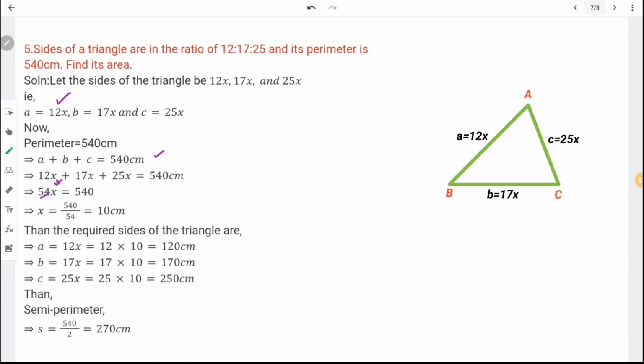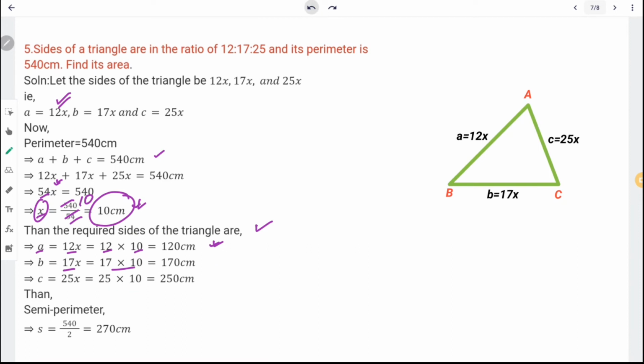From here, we'll try to get the x. So this 54 will go down, and we already know 54 tens are 540. So x equals how much? 10 centimeter. Once we know the value of x, we'll get the actual sides. So I've written here, the required sides of the triangle are: small letter a is how much? 12x, right? 12 is already there, and x we just got, 10. So if you multiply, 120 centimeter. Let's do the same with b and c. b is 17x, x we got 10, so 17 into 10, 170. c is 25x, x is 10, so 25 into 10, 250. So the actual sides are 120, 170, and 250.